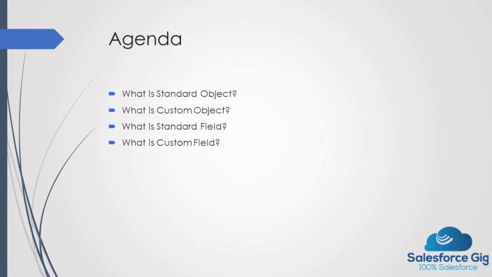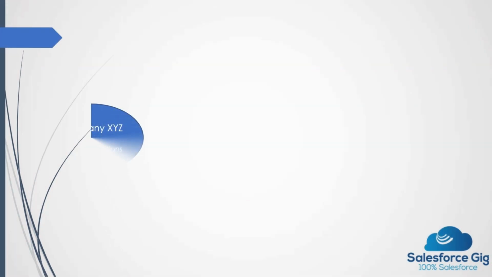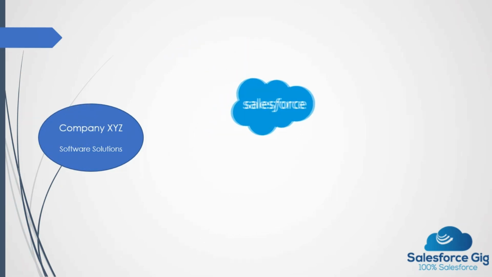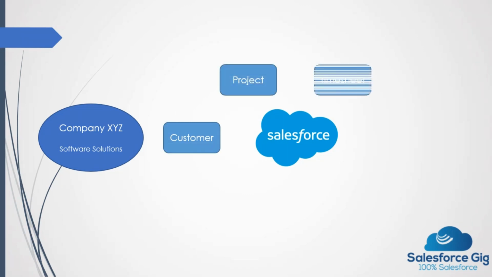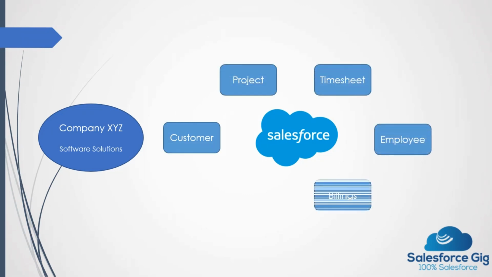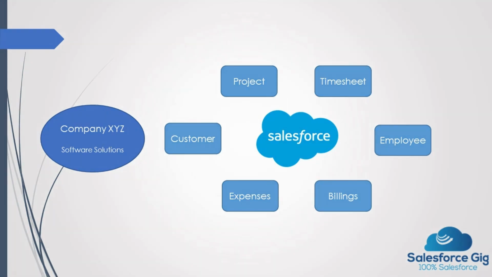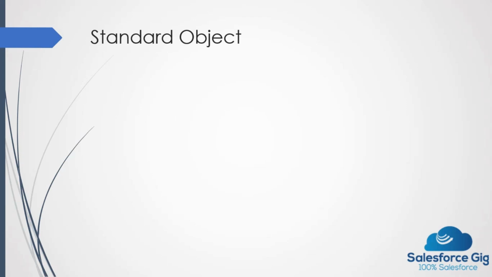Before we start, let's take a business scenario which we will be using throughout this admin series. Company XYZ helps customers by providing software solutions. They are planning to use Salesforce to track their customers, projects, timesheets, employees, billings, expenses, and so on. So in this entire admin series, we will help the XYZ company to utilize the Salesforce platform to achieve all their business needs. Let's move to our first topic, standard object.